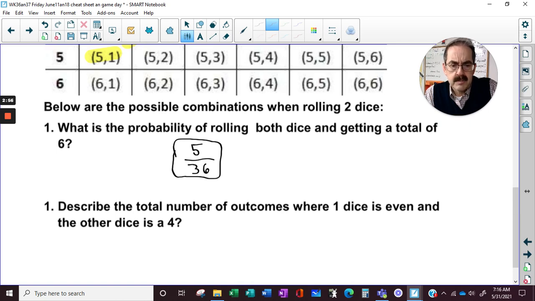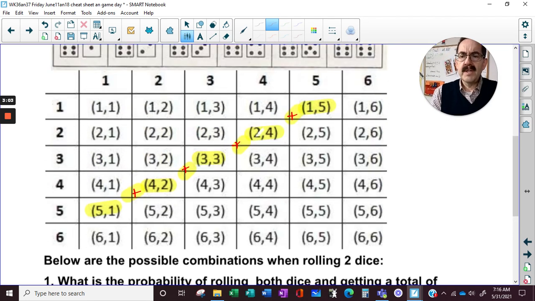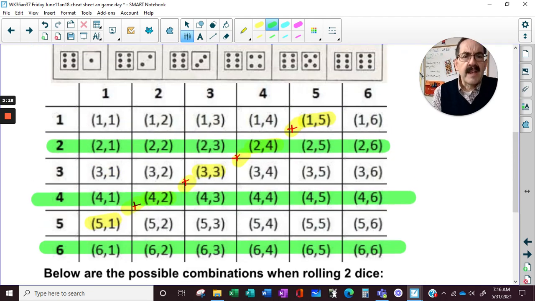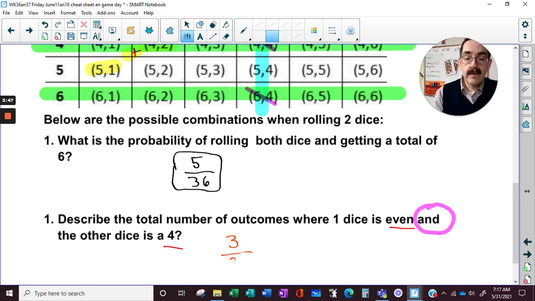Describe the total outcomes where one dice is even and the other dice is 4. Okay, one dice is even. I'm going to grab a different color highlighter here, even. That's half of them. The other die is a 4. Where's the overlap? 1, 2, 3. Dice and. Got to have both. This and that. Okay? Not or, but and. So, final answer, 3 of the 36.